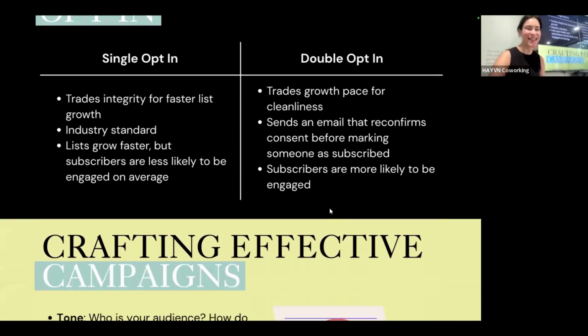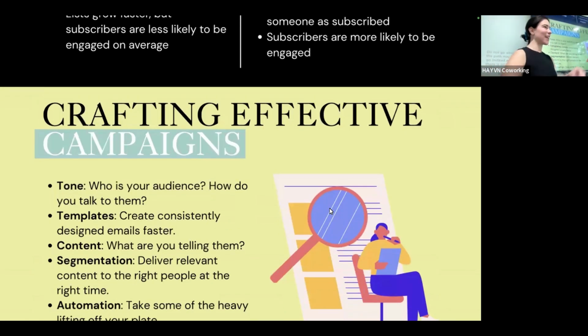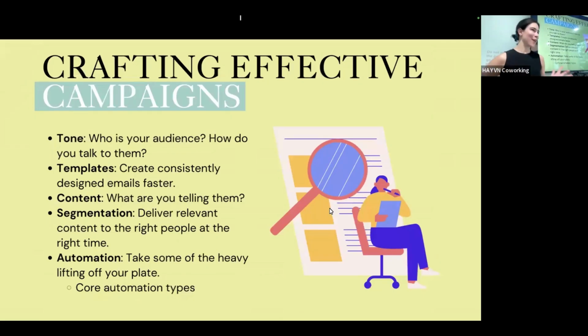Wonderful, okay. So now we've gone through data collection, kind of the basic consent stuff. Let's talk about crafting effective campaigns. The things that you want to consider when you're crafting an effective campaign: who is your audience? Who are you talking to? How do you talk to them? In terms of how you're sending stuff, you want to look at designing templates because those allow you to create consistently designed emails faster.